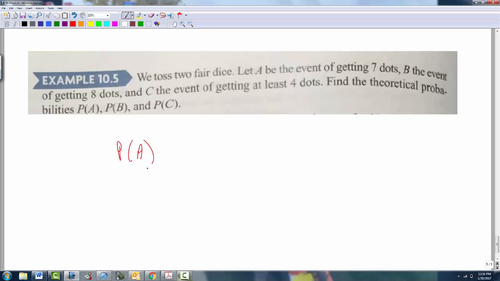Okay, so what's the probability of A? Well, what does A say? Probability of A getting 7 dots. That means a sum of 7. Look at your cheat sheet. Look at your sample space. How many times do you get 7? It's 6. It's very easy. That's why the game of craps is based off of rolling a 7. It's the one that most happens. So it's 6 out of 36. 1 6. Very basic.